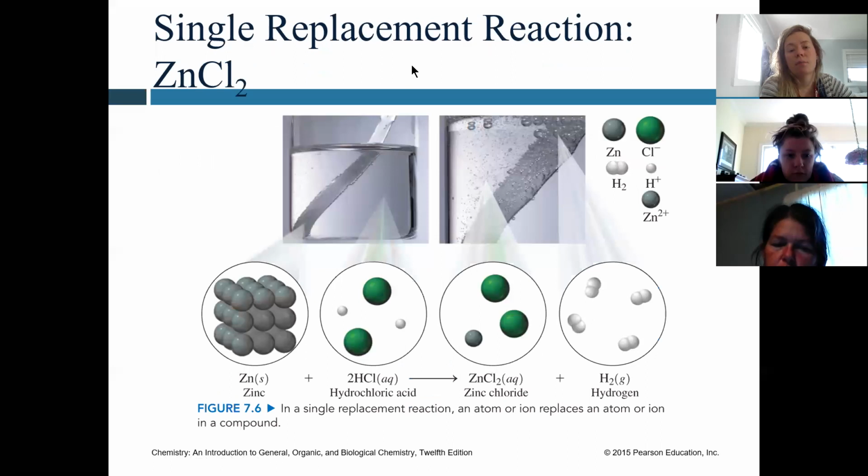Another, this single displacement or single replacement happens all the time anytime we dissolve a metal with acid. So I've got a zinc bar here, and the zinc is dropped into some hydrochloric acid. The hydrochloric acid will, we say quote unquote, eat away at the metal. Well, what's actually happening is that the chlorine from the hydrochloric acid dissolves the zinc, brings it into an aqueous form, and the reason it's fizzing is because it's giving off hydrogen gas.